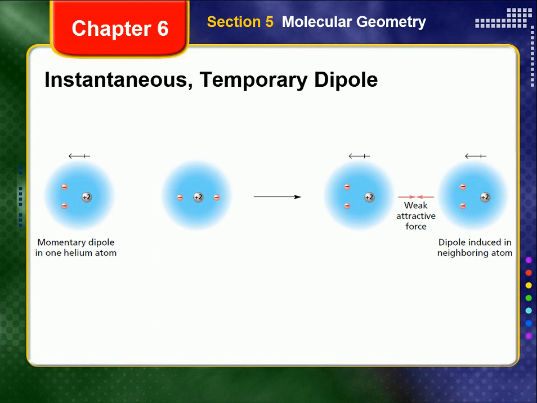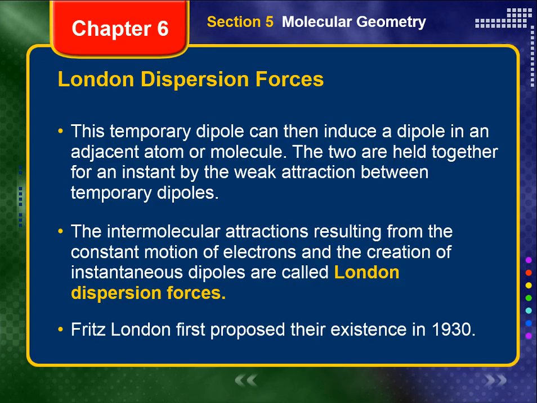The intermolecular attractions resulting from the constant motion of electrons and the creation of instantaneous dipoles are called London dispersion forces, after Fritz London, who first proposed their existence in 1930. London forces act between all atoms and molecules, but they are the only intermolecular forces acting among noble gas atoms, nonpolar molecules, and slightly polar molecules.